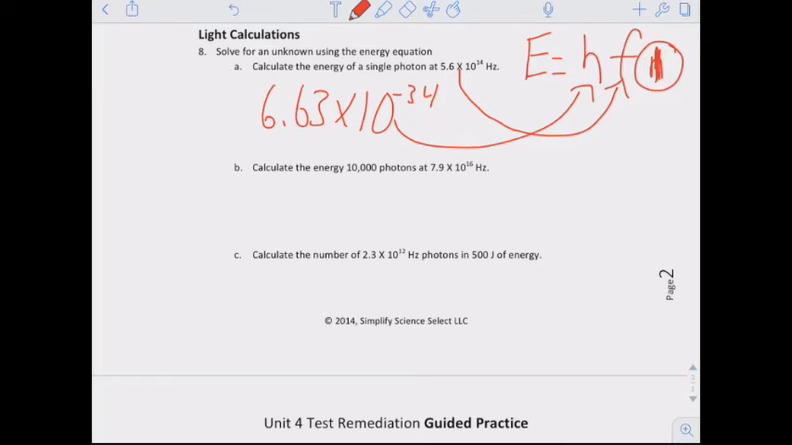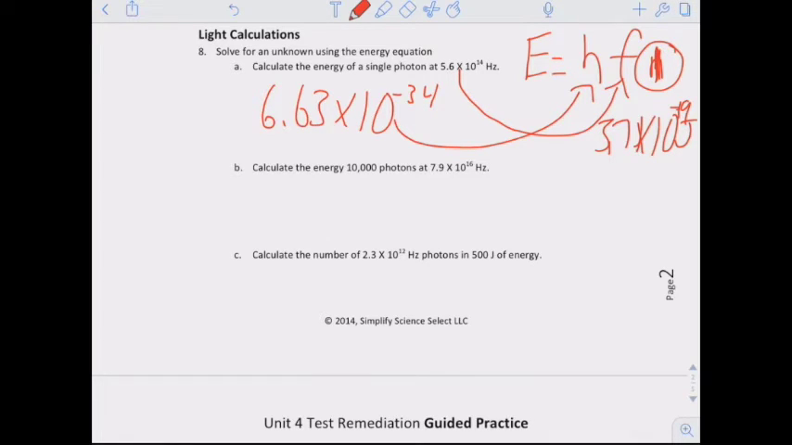Remember plugging that into the calculator, make sure you use the function or the button for times 10. Don't try to plug it in with the caret sign and everything else. On the TI-84, it is second comma. So we would press 6.63 second comma negative 34 times our frequency, which is 5.6 times 10 to the 14th. Multiply those together and we should get 3.71 times 10 to the negative 19th joules of energy.